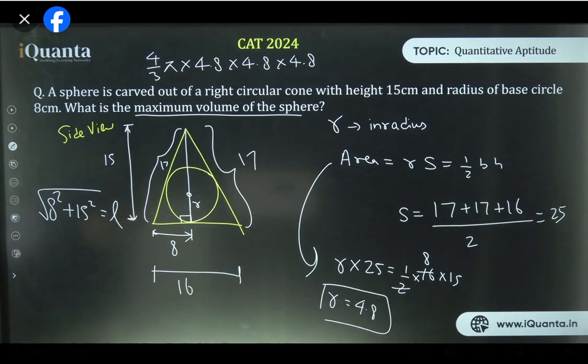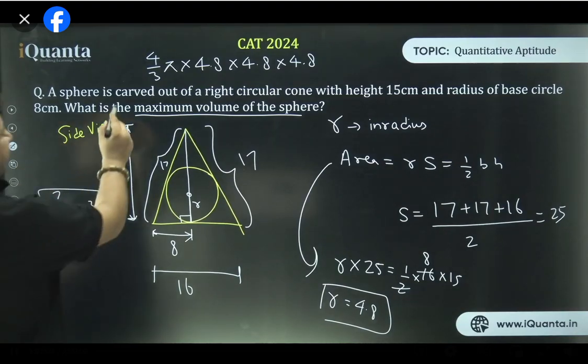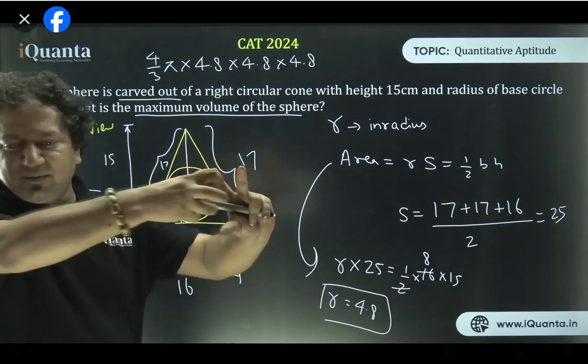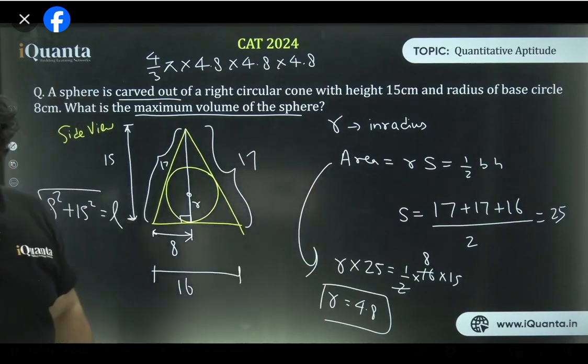Why can't we create the volume of sphere and cone? Because Ankita, sphere is carved out. What is carving out? ये कौन था, मैंने उसके अंदर से उसे काट के बाहर निकाल दिया. All right.